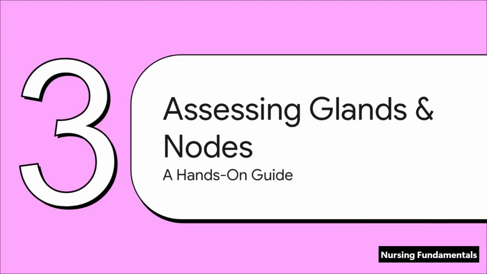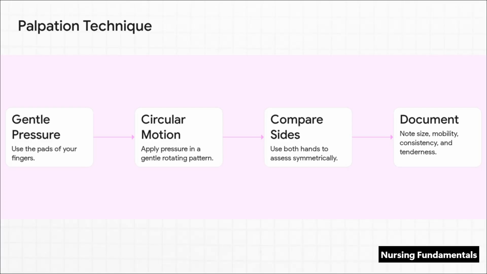Okay, let's get practical. A huge part of this assessment is checking the lymphatic system. So how do you actually do a proper hands-on check of the lymph nodes in the head and neck? How you do this really matters. You're going to use the pads of your fingers, never the tips, and use a gentle circular motion. See, if you press too hard, you'll just mash the node into the muscle underneath and you won't feel a thing.